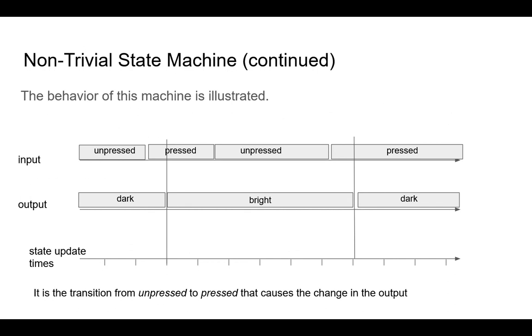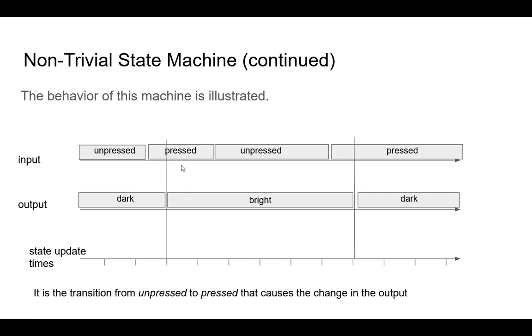As we did before, the timeline shows time along this horizontal axis. We have the places where we update the state machine. These are the only places that the state machine looks at the switch. We want a situation where we start unpressed and the light is dark. This is the output, not the state, by the way.